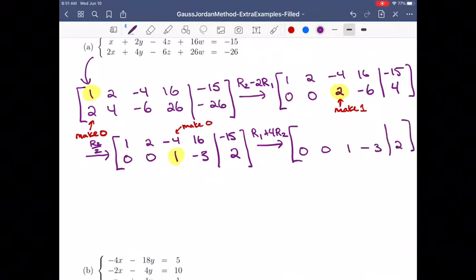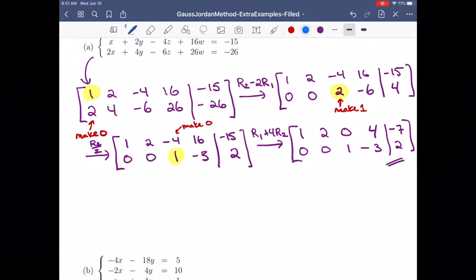The 1 and the 2 in the first 2 spots, I'm adding 0 times 4 to them, so those aren't going to change. Those are both 1 and 2. Negative 4 plus 4, that's going to be my 0. That's what I wanted. 16 plus 4 times negative 3, so that's 16 minus 12, that's a 4. And negative 15 plus 4 times 2, so plus 8, that's a negative 7. Now my method says I should go down further, but I can't. So this is where we stop. That's the end of our Gauss-Jordan.